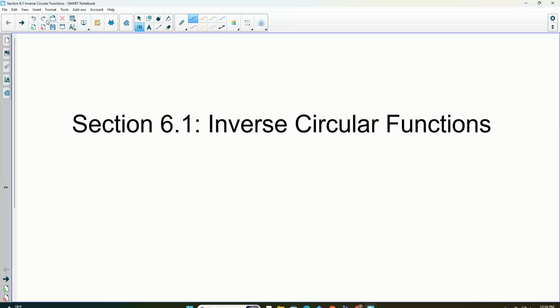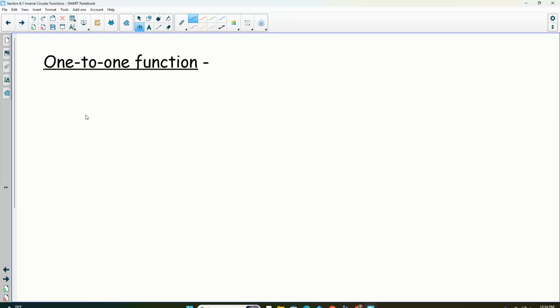To start us off, we're kind of going back to algebra for a minute. Do you remember in algebra we talked about functions, and if something is a function it has to pass the vertical line test. And then later on we talked about one-to-one. And what did it mean to be one-to-one?